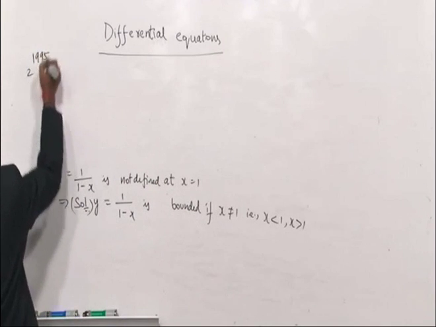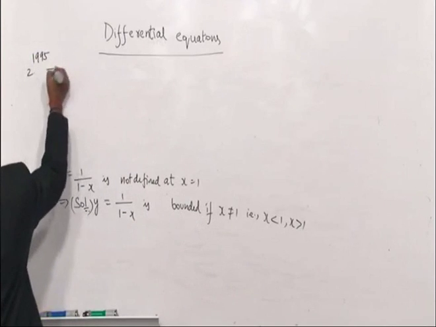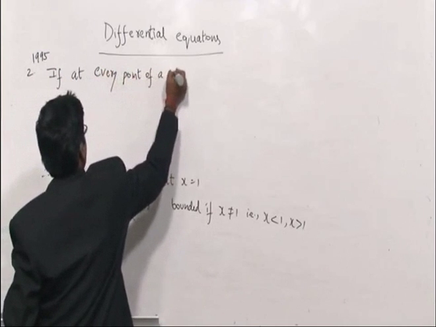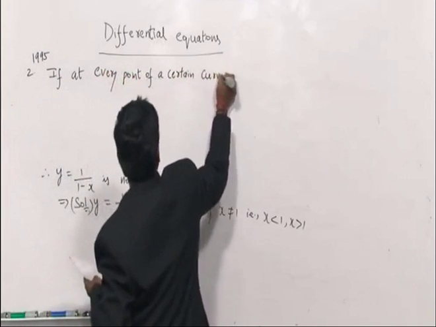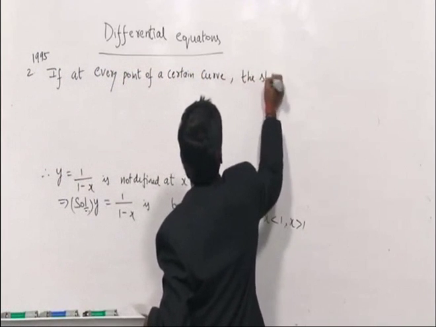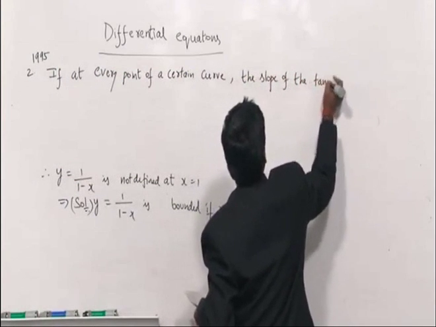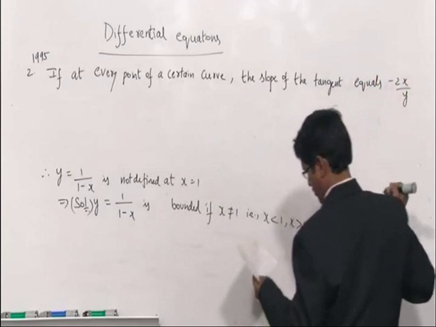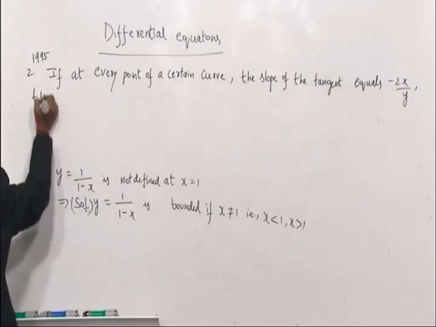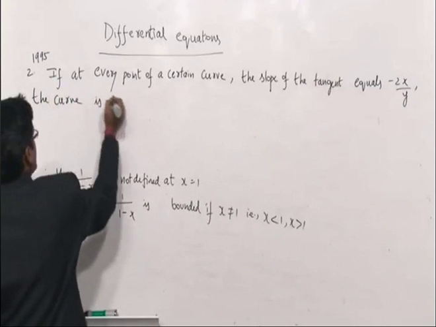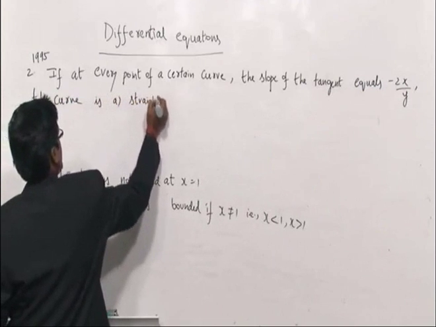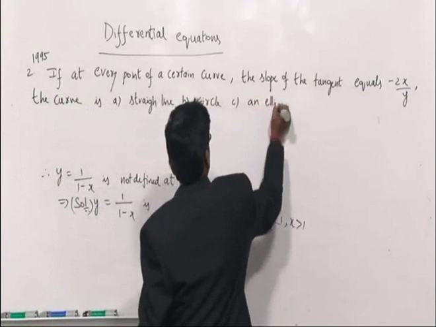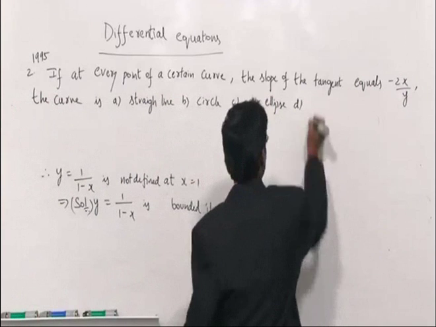This is given in 1995. If at every point of a certain curve, the slope of the tangent equals minus 2x by y, the curve is: A, a straight line; B, a circle; C, an ellipse; D, a parabola.